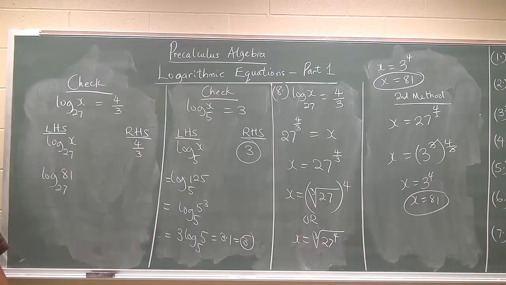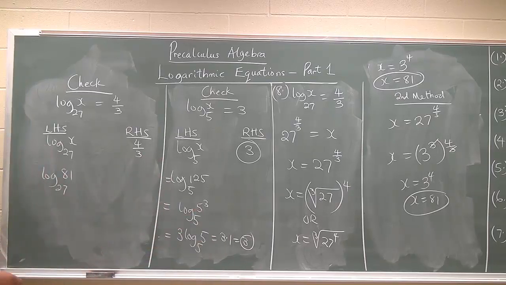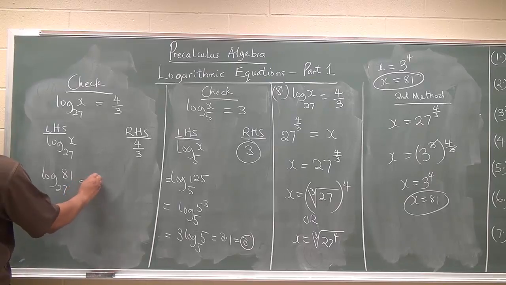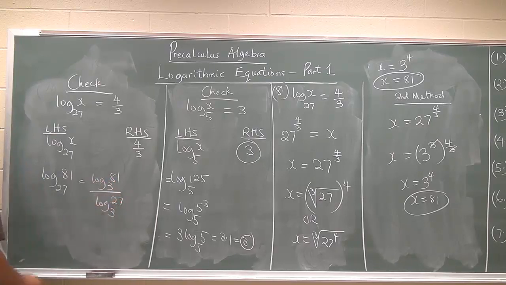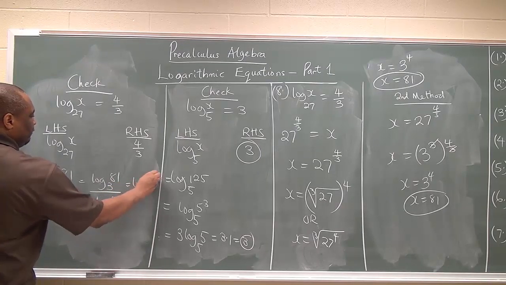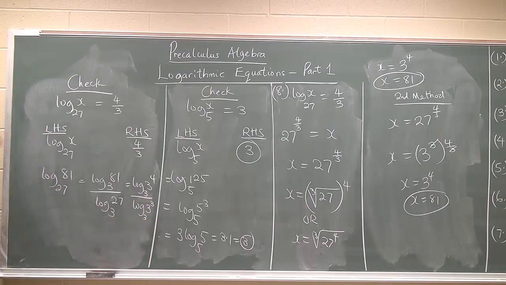You put it to be on the same base, right? You change the base to something that is a multiple of 81 and also a multiple of 27. And you want to use this small number as the base. And what can you think of? It's 3. Use 3. So if we change this to base 3, this will give us log 81 base 3 all over log 27 base 3. Right? So this will give us what? Log 3 raised to the power 4 base 3 all over log 3 raised to the power 3 base 3.